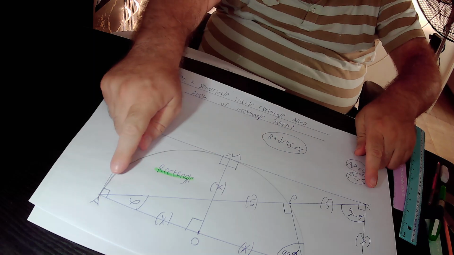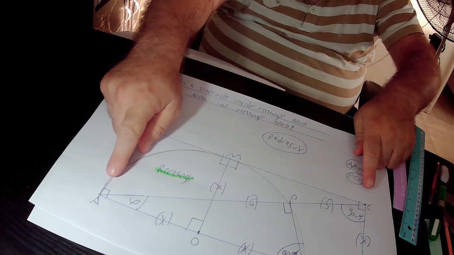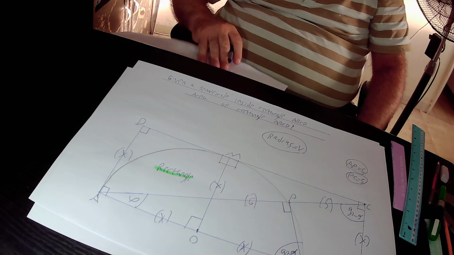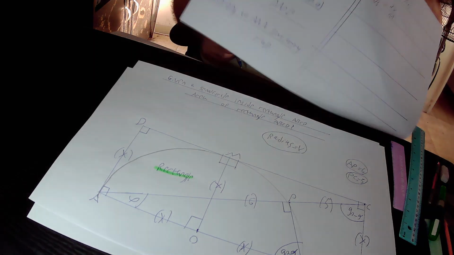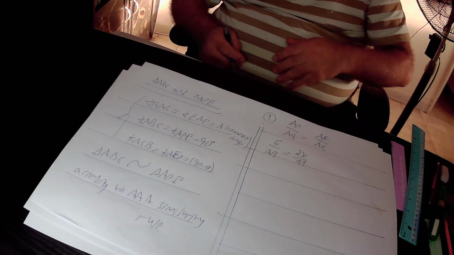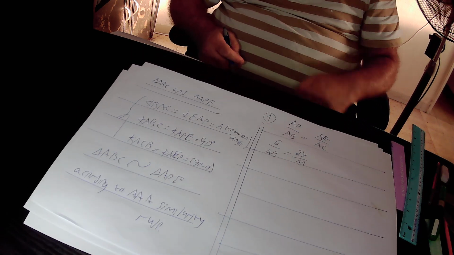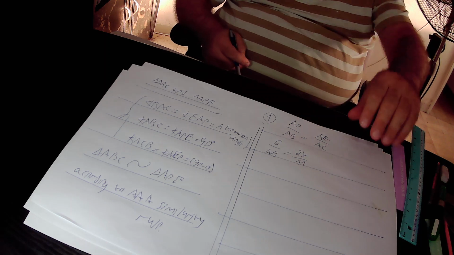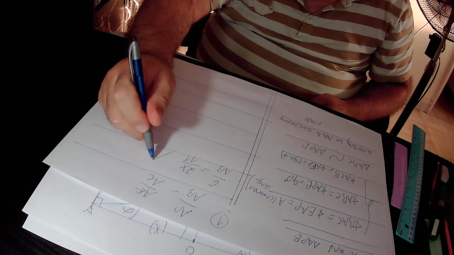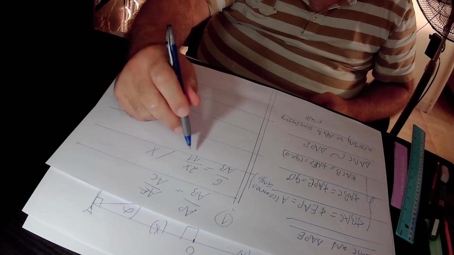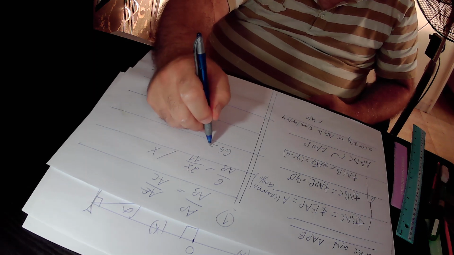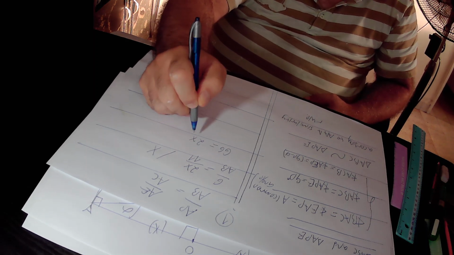Over AC. AC in total equals 6 plus 5, that is 11. So in total, we found that 6 over AB equals 2x over 11. Here we cross multiply this equation, and we get that 6 times 11 is 66, and it is equal to 2x times AB.